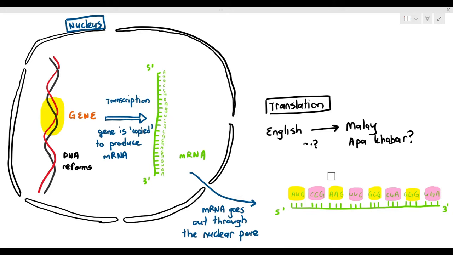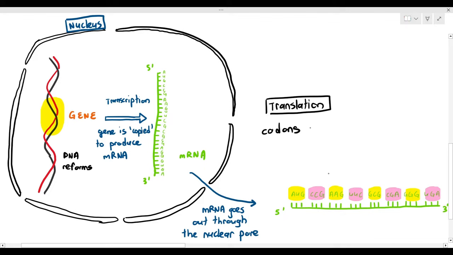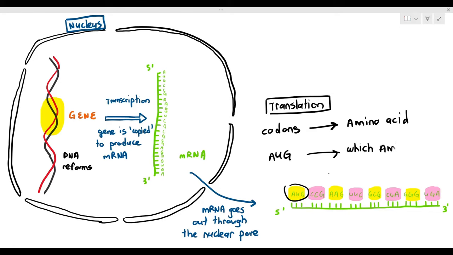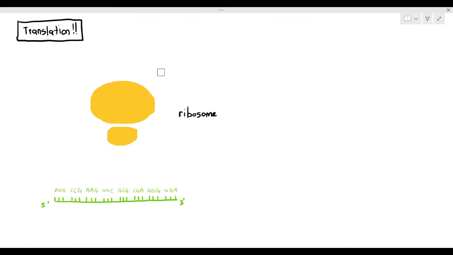But in biology, translation means we are taking the language of the codons and translating it into amino acids. For example, codon AUG will translate into which amino acid? That's what we want to know. So what do I mean by this? Let's look at the process of translation.